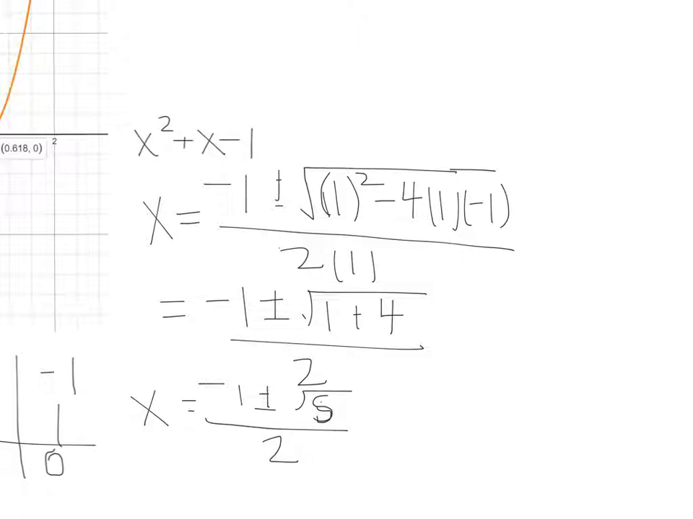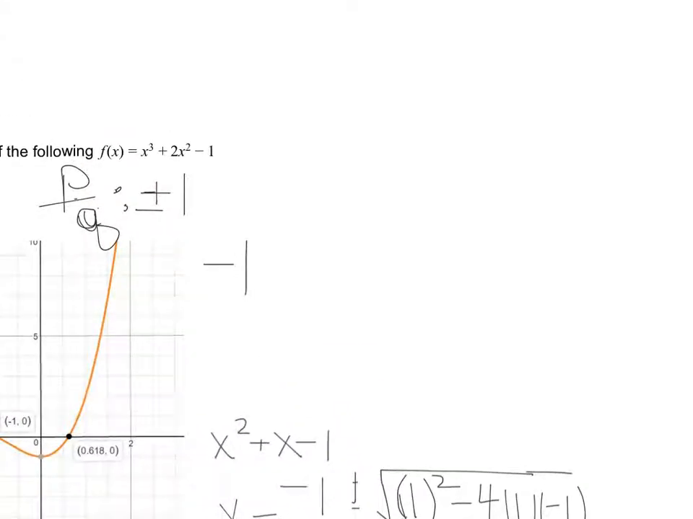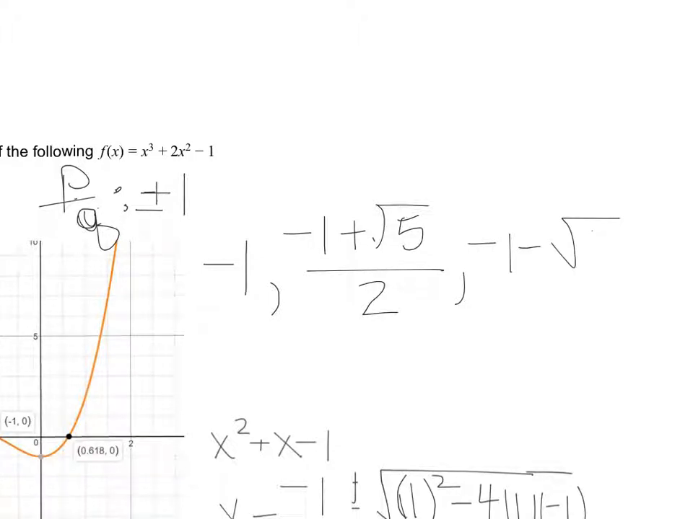We want to leave it as that answer. So if we go back up to finish listing our zeros, we have -1. We have -1 plus the square root of 5 over 2. And we have -1 minus the square root of 5 over 2. And those are all 3 of my zeros for my cubic.